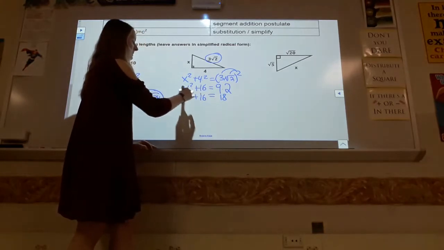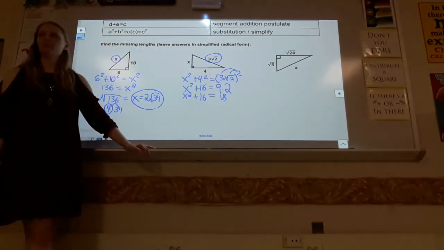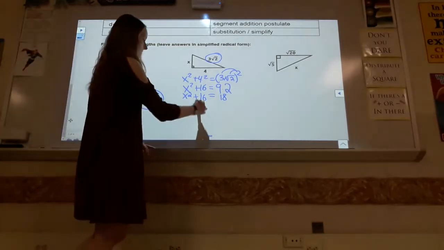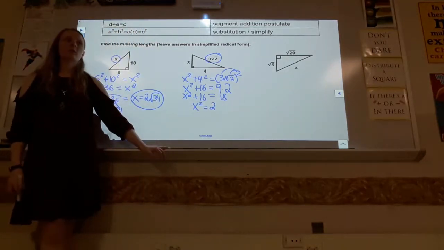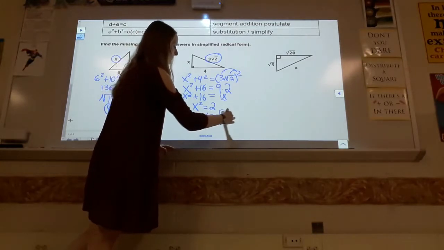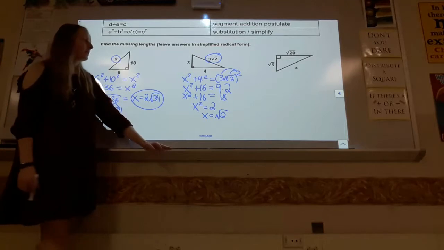So now we have this. What would I do next? Move the 16 over. Then take the square root. Can I simplify the square root of 2? No, 2 is it. Alright, next one.